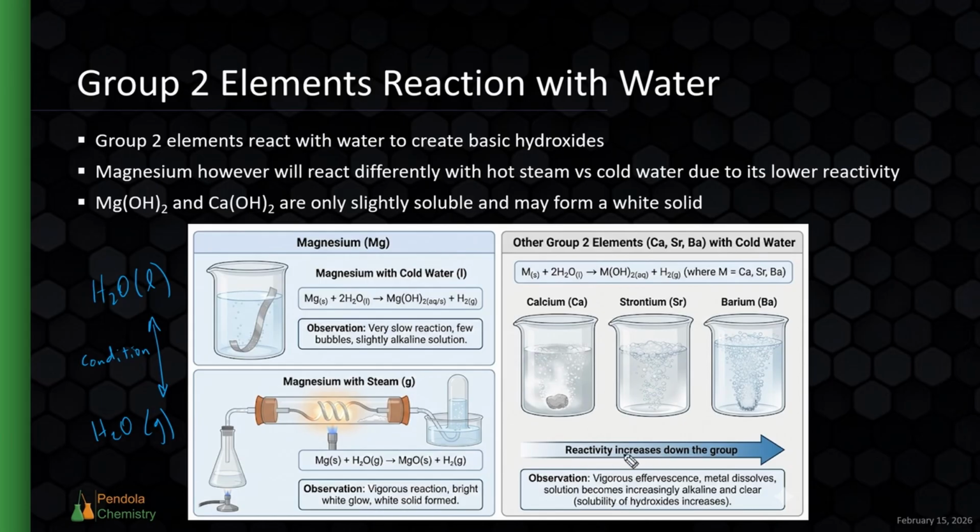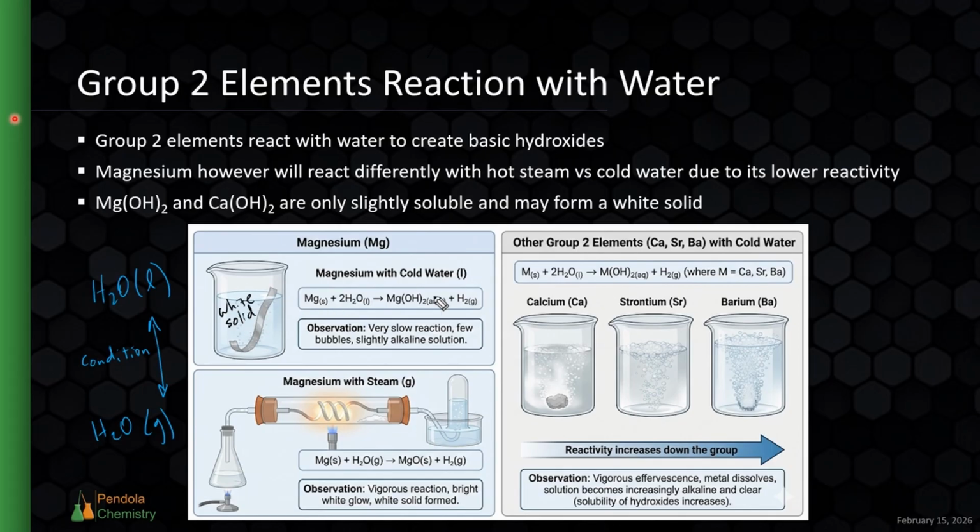This is because of that reactivity, the same reactivity we see going down the group, how it gets more reactive. Because of the low reactivity of magnesium, we see this difference. Now, I should also say that magnesium and calcium hydroxide are only slightly soluble in water. So whereas with strontium and barium hydroxide the only observations are bubbles, with the magnesium and with the calcium, we might see a white precipitate or a white solid being created.